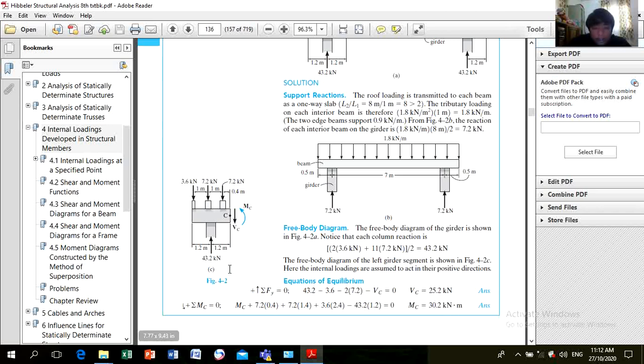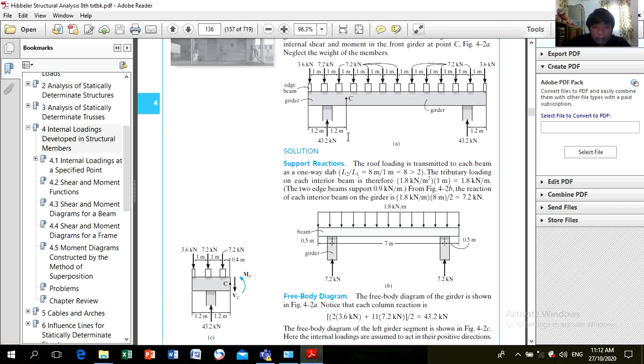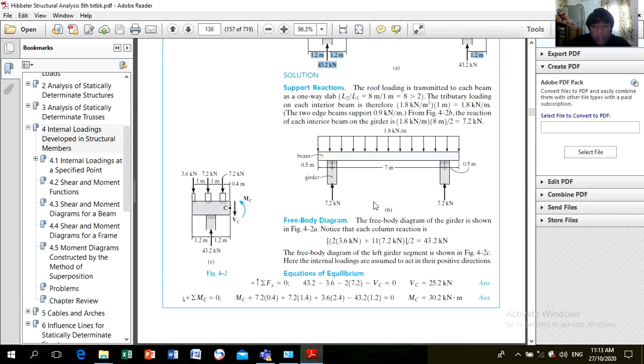Where did I get this 43.2? I got it from this one. It's simply 7.2 times 11 plus 3.6 times 2 divided by 2, which will be 43.2 kilonewtons. So now, the internal shear will be 25.2 kilonewtons and the internal moment will be 30.2 kilonewton-meters.